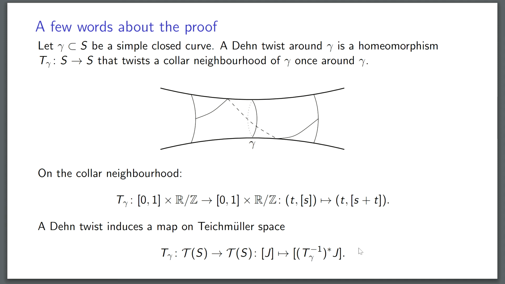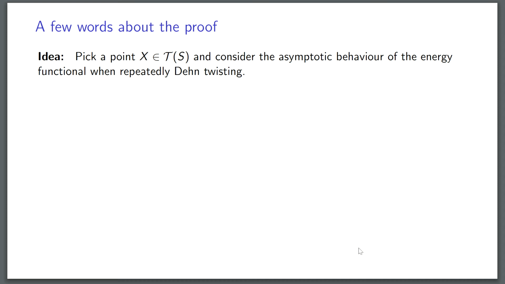Well, with the Dehn twist defined, we can now give a few words on how the proof works. We pick first some point in Teichmüller space and hit it with an increasing number of Dehn twists. So we pick a point and Dehn twist it more and more, and we consider how the energy functional changes when we do this. It's known that the energy functional is proper, so it will increase. And the main idea of our proof is that the asymptotic rate of increase does encode the length of the curve we're Dehn twisting around in the target manifold.